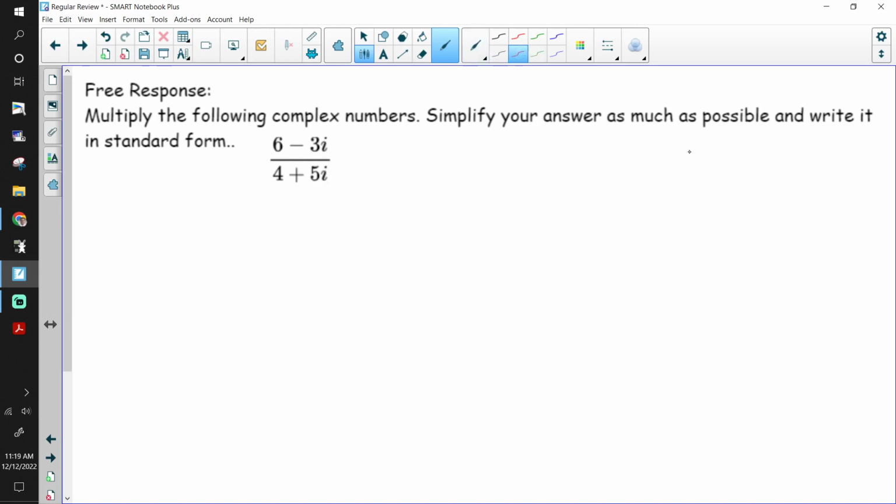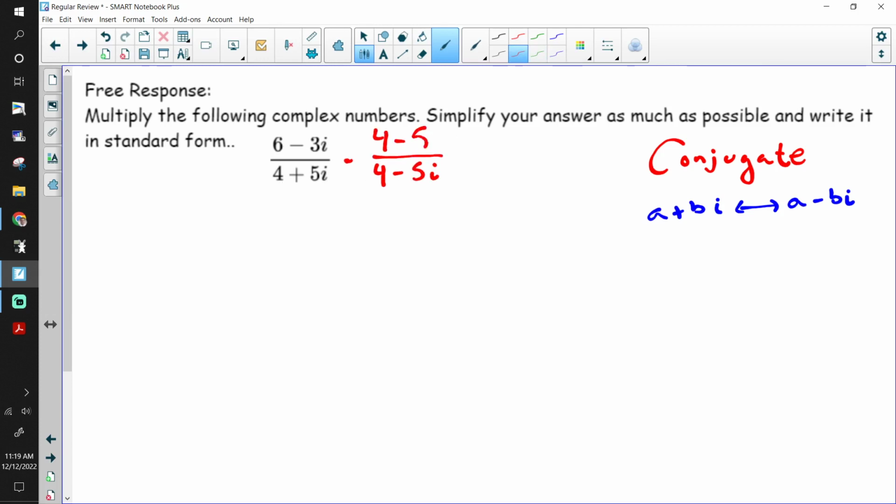The big word you need to know for this is, since there are 2 terms in the denominator, you must know what the conjugate is. The conjugate lets us get rid of i's in the denominator when it is a binomial, 2 terms. In math, this means a plus bi is the conjugate of a minus bi. Okay, these go back and forth. If there's a minus in between, put a plus instead. If there's a plus in between, put a minus instead. So we're going to multiply this by 4 minus 5i. These are the conjugates, 4 minus 5i.